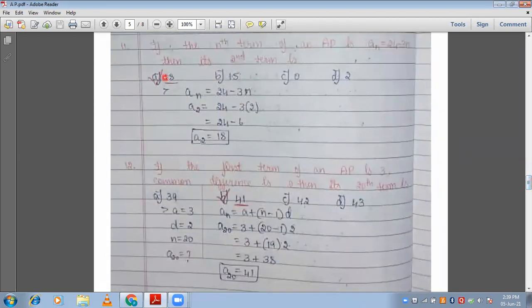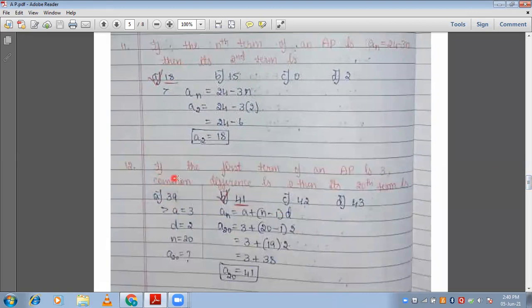11th question. If the nth term of an AP is an equal to 24 minus 3n, then its second term is dash. In the place of n, put 2. a2 is equal to 24 minus, yes, the value of n is 2, so 3 into 2. 3 2s are 6. 24 minus 6 is 18. Which option is correct? Option A is right.